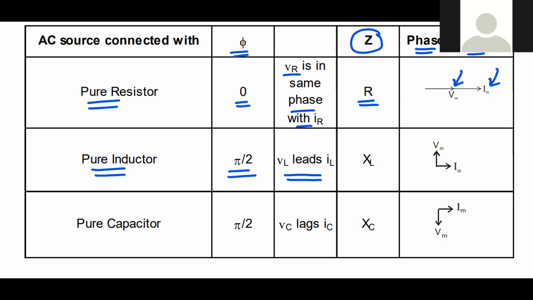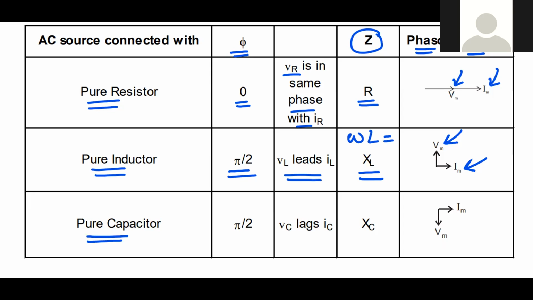Okay. Now this inductive reactance, which was omega L, instead of writing it as omega L, I can also write it as XL. X standing for reactance, L standing for inductive. Inductive reactance. Do we understand this? Yes, sir. Now this is how it is represented. Current is behind by pi by 2 angle, voltage is ahead. Do we understand this? Yes, sir.